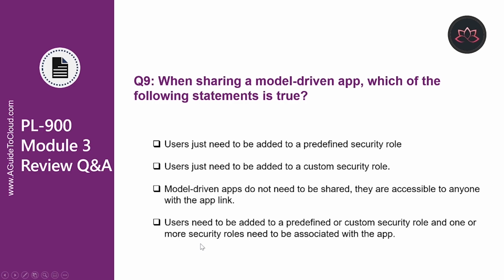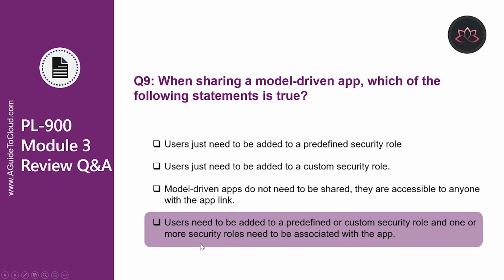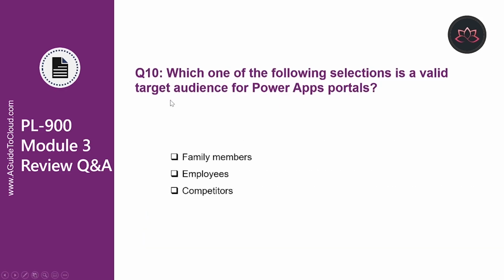So the correct statement is users need to be added to a predefined or custom security role, and one or more security roles need to be associated with the app. So users must have a security role that grants them the rights to access the app for you to successfully share the app. Let's look at question number 10.